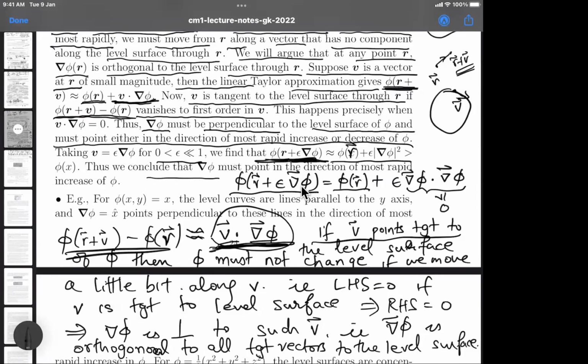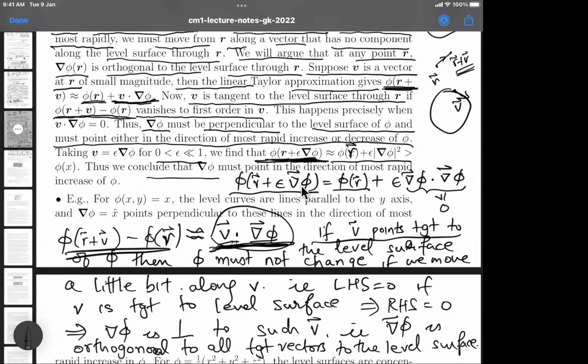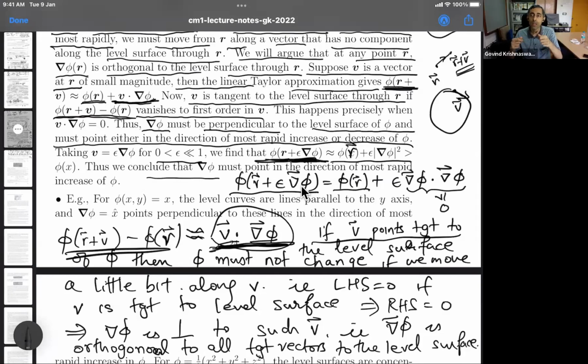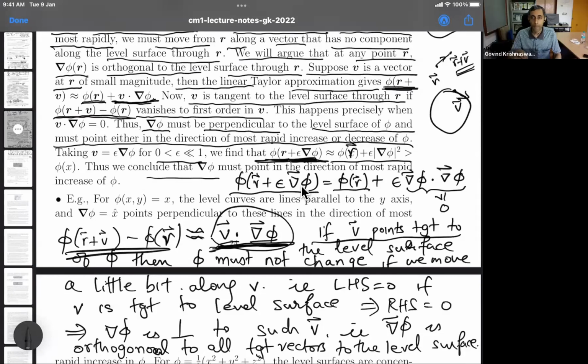Sir, what did you do? V equal to epsilon nabla phi. Exactly. I simply took V as epsilon nabla phi. See, previously we chose V tangent to the surface, right? So that was no good because the function doesn't change there. Now I choose V orthogonal to the surface, not just orthogonal, I choose it along the gradient. I choose V as epsilon grad phi and I ask, how does phi change? Does it increase? Does it decrease? This is the only question I'm asking. And what we find upon computing is that it increased. Do you follow?